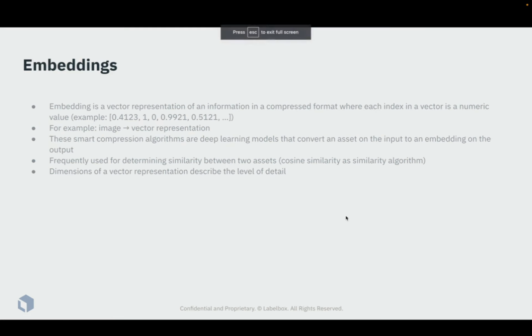It's also worthwhile mentioning that the dimensions of a vector describe the level of detail. The higher the dimensionality, the higher the detail, but also the accuracy and confidence in the similarity score that you get. You can imagine if your vector representation only contains 2 values or 2 dimensions, it's highly unlikely that those 2 dimensions would be sufficient to store all of the relevant information.